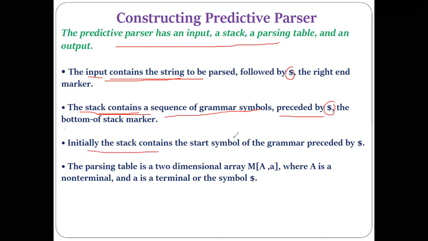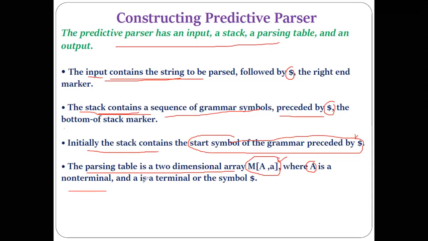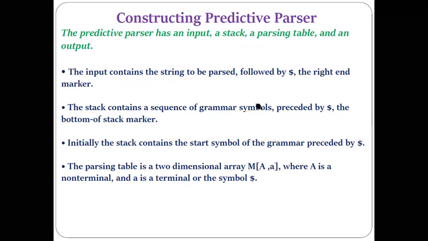Initially our stack contains the starting symbol of the grammar preceded by the dollar symbol, where the dollar symbol indicates the bottom of the stack. Now, what does our parsing table consist of? Our parsing table consists of a two-dimensional array, where capital A indicates the non-terminal and small a indicates the terminal symbol. So this is our parsing table. In the example, we will see what exactly the parsing table looks like.